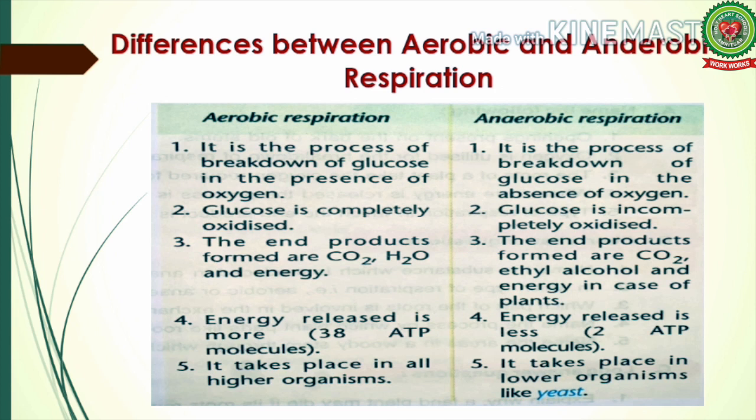Aerobic respiration is the process of breakdown of glucose in the presence of oxygen. Anaerobic respiration is the process of breakdown of glucose in the absence of oxygen. Glucose is completely oxidized in aerobic respiration, whereas glucose is incompletely oxidized in anaerobic respiration. The end products formed are carbon dioxide, water, and energy, whereas end products of anaerobic respiration are carbon dioxide, ethyl alcohol, and energy in case of plants.